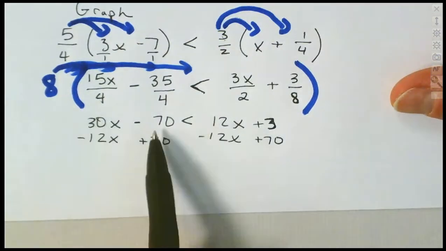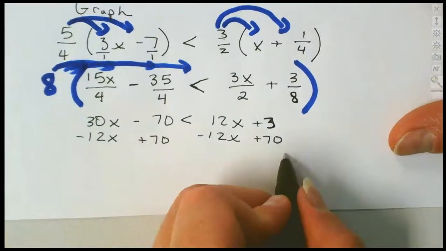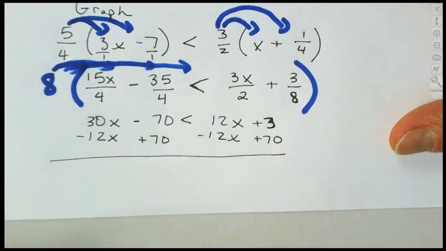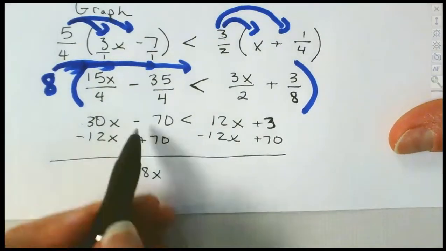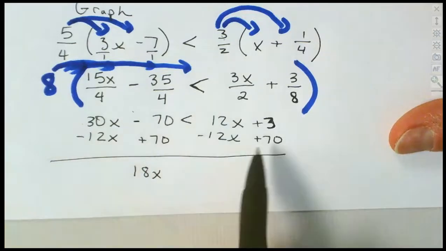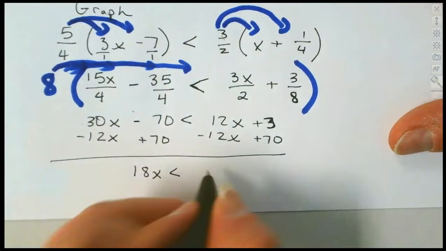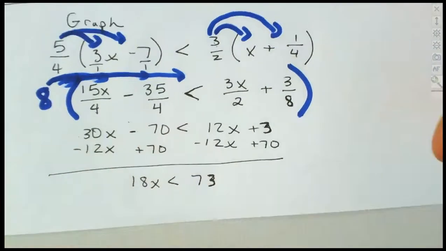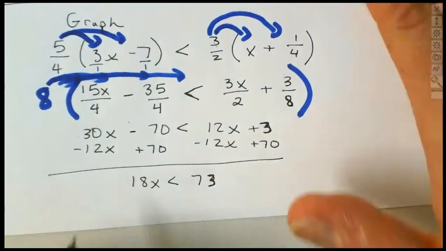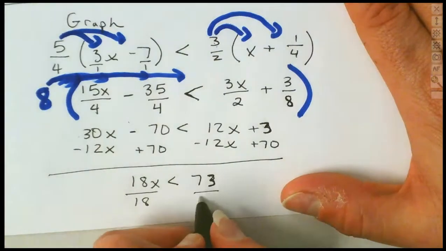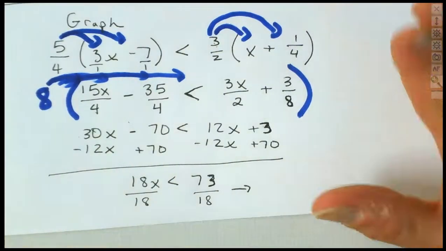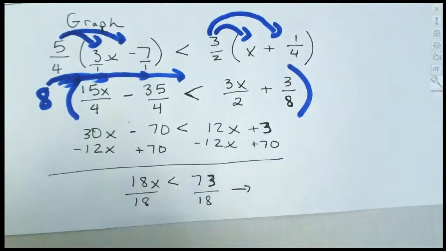So the 12 went over. The 70 was negative, so it went over as well. 30 minus 12 makes it an 18x. The 70's cancel. The 12x's cancel. Inequality symbol's the same. 70 plus 3 makes it a 73. Now we can finish it by dividing by 18. Are we going to flip our inequality symbol? No. Why not? We only flip the symbol when we divide by a negative. We're dividing by a positive 18, so it stays the same.